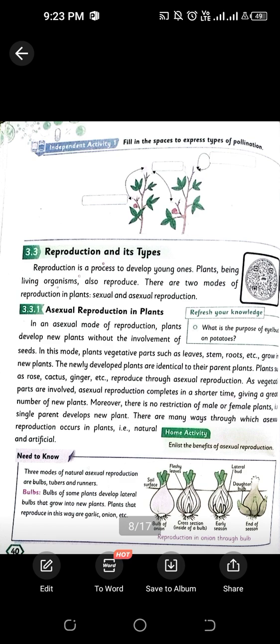The word "a" represents no. In biology, in science, the word "a" means no or not, and sexual means sexual reproduction, like fusion. So asexual means there is no fusion of male and female gametes, right? Male and female parts of the plant, which are the anther and stigma.